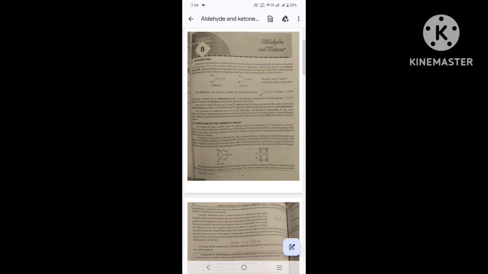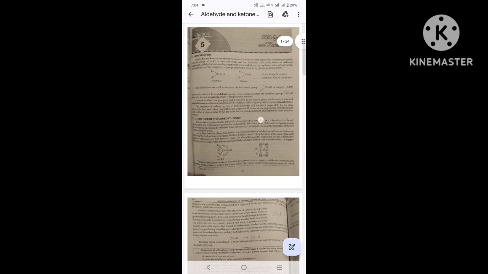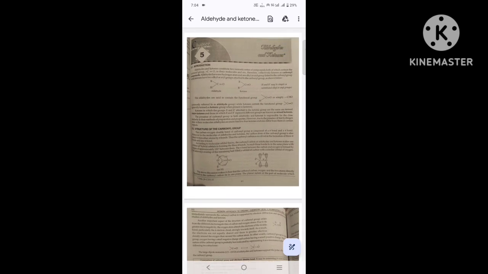Today we will make a video on aldehyde and ketone. Aldehyde and ketone constitute two isomeric series of compounds, both of which contain the carbonyl group in their molecule and therefore are collectively known as carbonyl compounds. Aldehydes have one hydrogen atom and one alkyl or aryl group linked to the carbonyl group, while ketones have two alkyl or aryl groups attached to the carbonyl group.